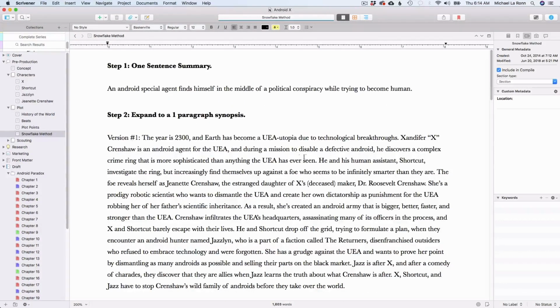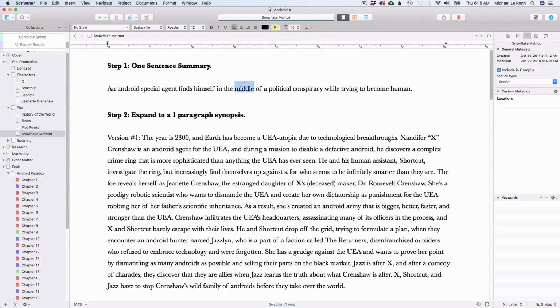And the next method I'm going to talk about is the snowflake method. Now, I use the snowflake method. I kind of used it for Android Paradox. And basically what you do is you start with a 1-sentence summary of the novel, and then you expand on that. So, an Android special agent finds himself in the middle of a political conspiracy while trying to become human. Not a description of Android Paradox at all, but you've got to start somewhere, right?